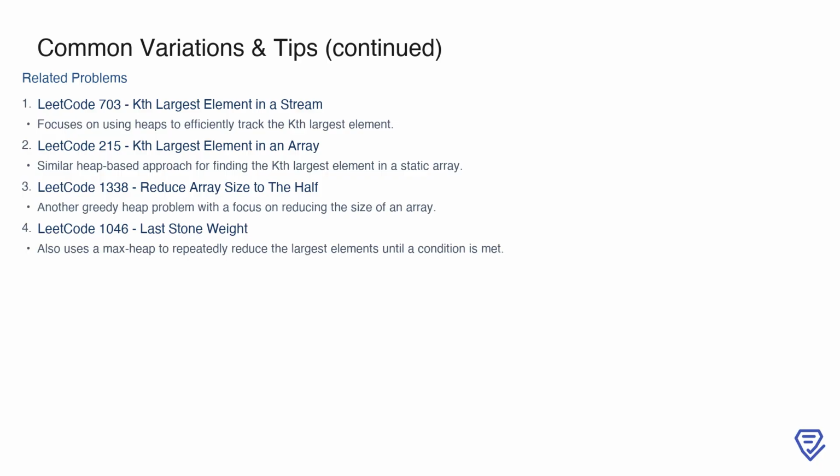For example, in LeetCode 703, Kth Largest Element in a Stream, the focus is on using a heap to efficiently track the kth largest value as new elements are added. Similarly, LeetCode 215, Kth Largest Element in an Array, uses a heap-based approach to find the kth largest value in a static array. Another related problem is LeetCode 1338, Reduce Array Size to The Half, which applies a greedy heap method to reduce the size of an array instead of its sum.